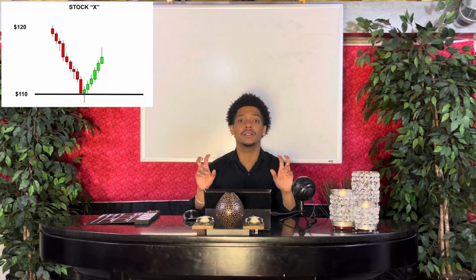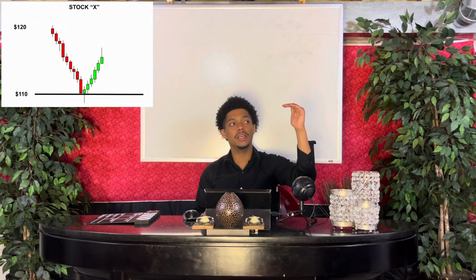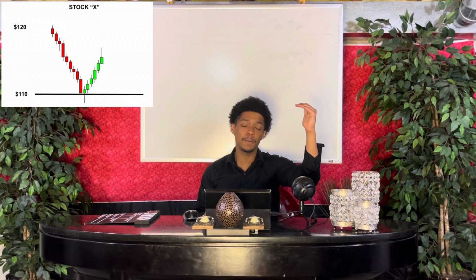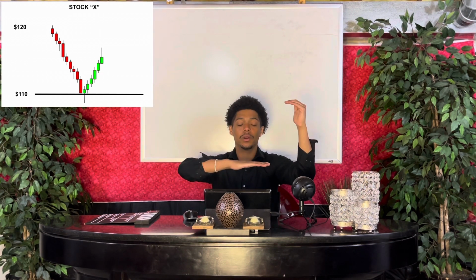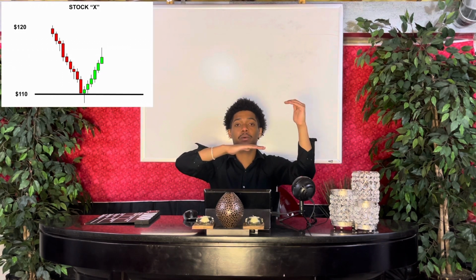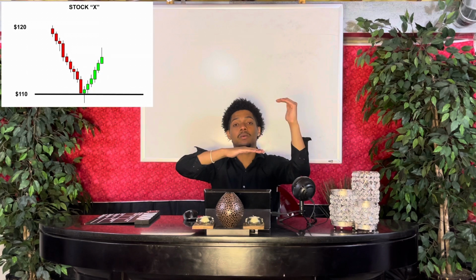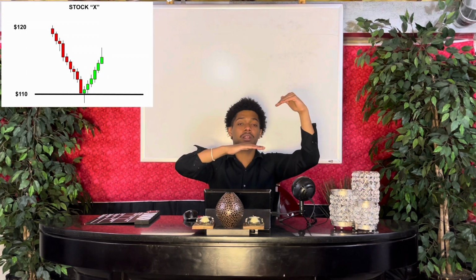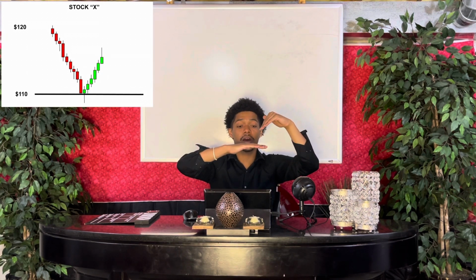So let's say you're in a downtrending market, it hits a particular point and then it's going to shoot back up. Let me give you a real life example. Let's say imaginary stock X is at 120 right now. There's a very strong support at 110, and it's at 120 currently. So it's in a downtrending market. It's going to come down, come down, come down.